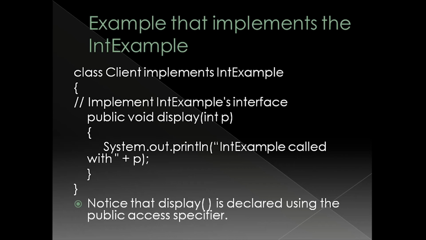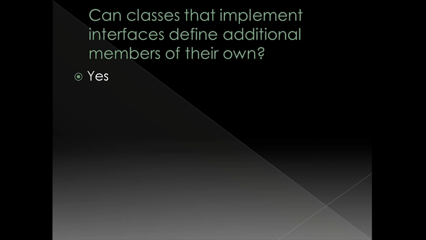So here is an example, a class that implements the int example interface that was shown earlier. And notice that display is declared using the public access specifier. So can a class that implements interface define additional members of their own? The answer is it is both permissible and common for classes that implement interfaces to define additional members of their own.